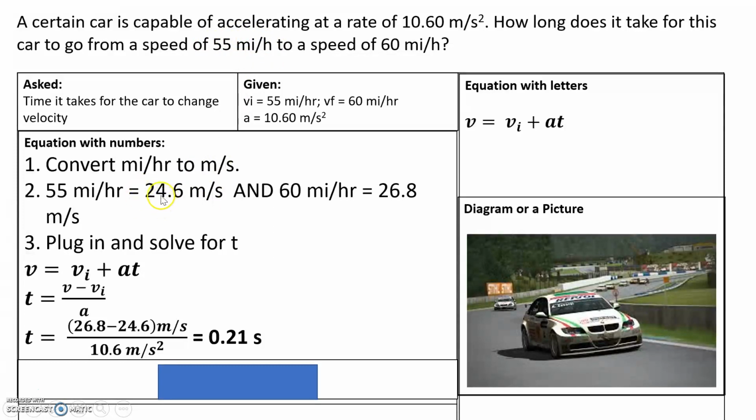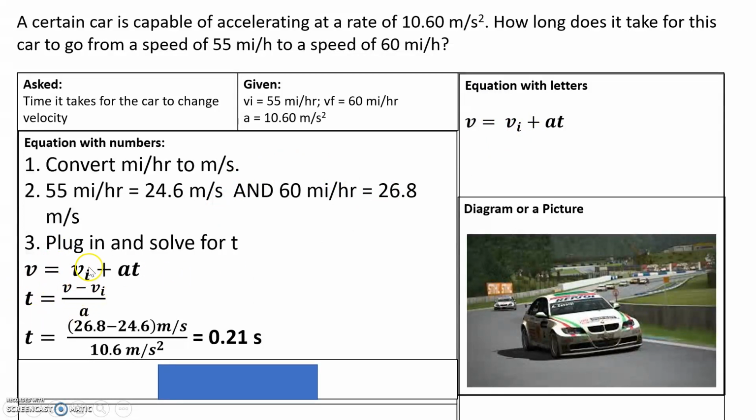I did the math for you, and it turns out that 55 miles per hour equals 24.6 meters per second, and 60 miles per hour turns out to be 26.8 meters per second. Cool. So we have all the units and we have our equation. Now we need to solve for t.